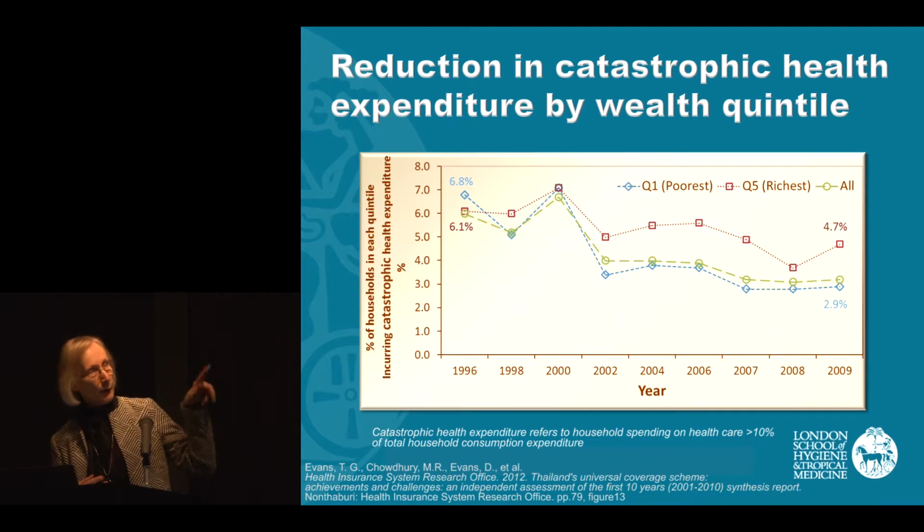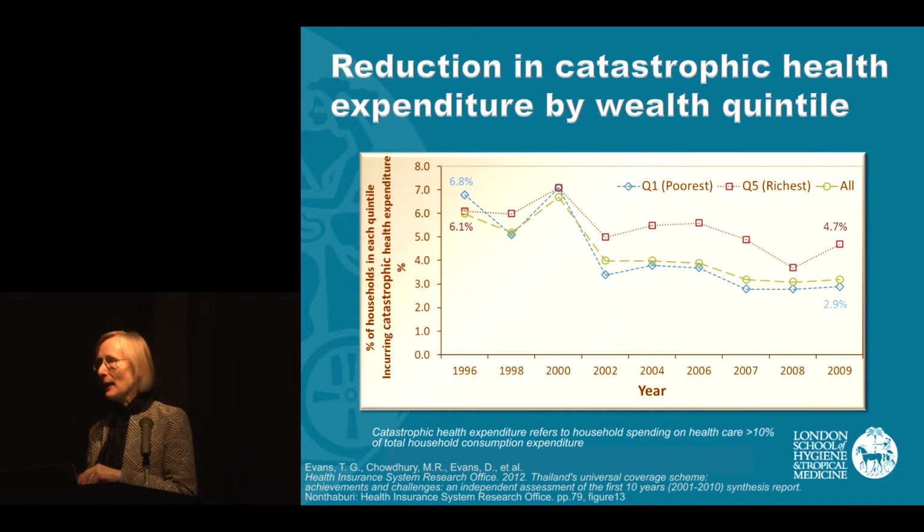And noting also reductions for other quintiles, which I don't want to dismiss. They also benefit from that. But in this sort of analysis, one's particular concern is the poorest.